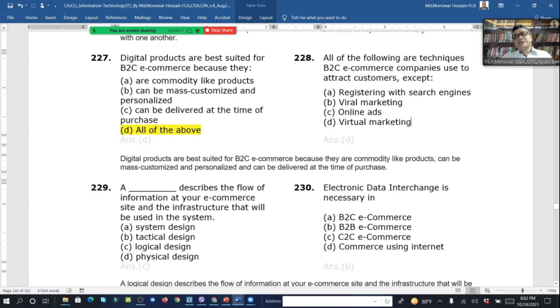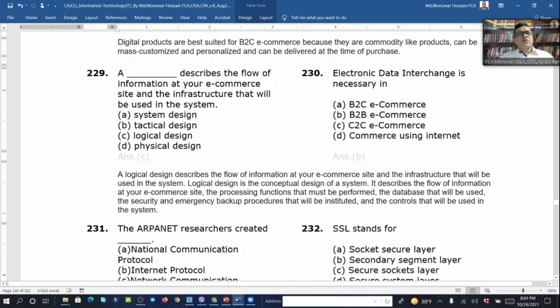So here virtual marketing. What is that? Digital products are best suited for the business to consumer e-commerce because they are commodity-like product. A dash describes the flow of information at your e-commerce site and the infrastructure that will be used in the system. So here logical design, here saying the answer, logical design.